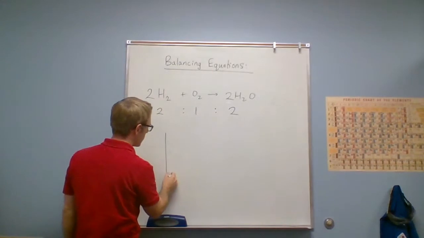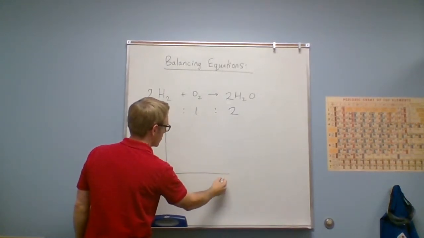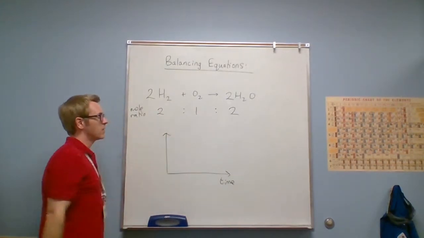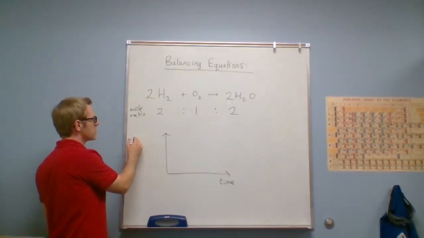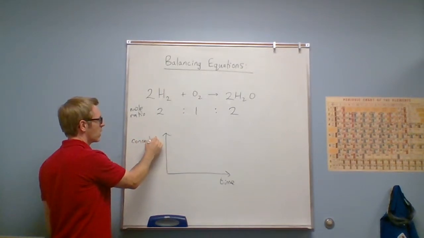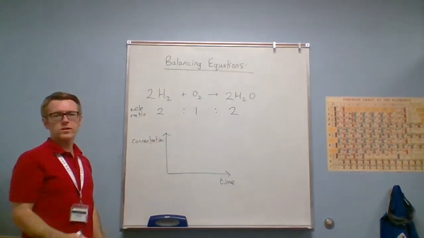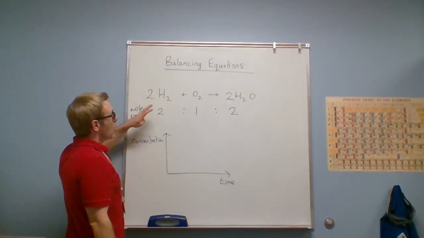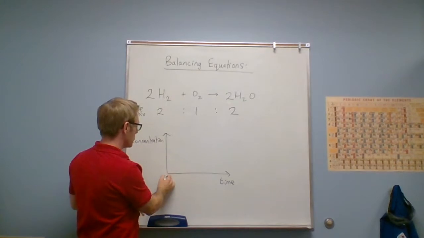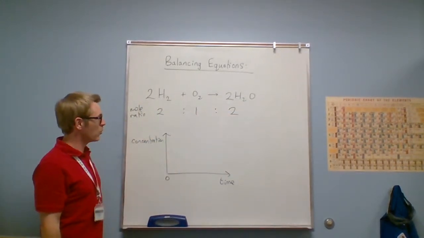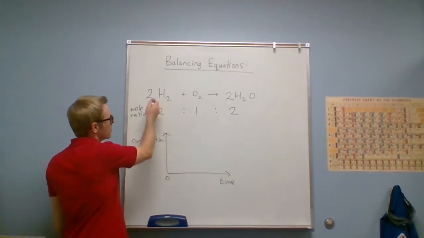Well, if I were to look over time, if I were to plot concentration, so what do the species do over time? Well, initially at time 0, I don't have any product. I haven't produced it yet. So I don't have any water initially, but I do have hydrogen.